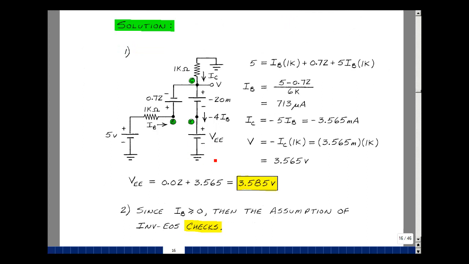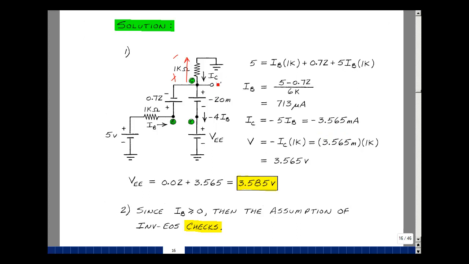Now let's try to solve for this voltage VE. Let's go around the loop this way. Rising voltage is 5. I have IB times 1K, 0.72. And then the current in this resistor is going to be I sub B plus 4 I sub B, or 5 I sub B, times 1K would be the drop in this direction. To solve for I sub B, it's going to be 5 minus 0.72 and divided by 6K. And that's 713 microamps. The collector current is minus 5 times I sub B. 5 times this would be 3.565 milliamps.